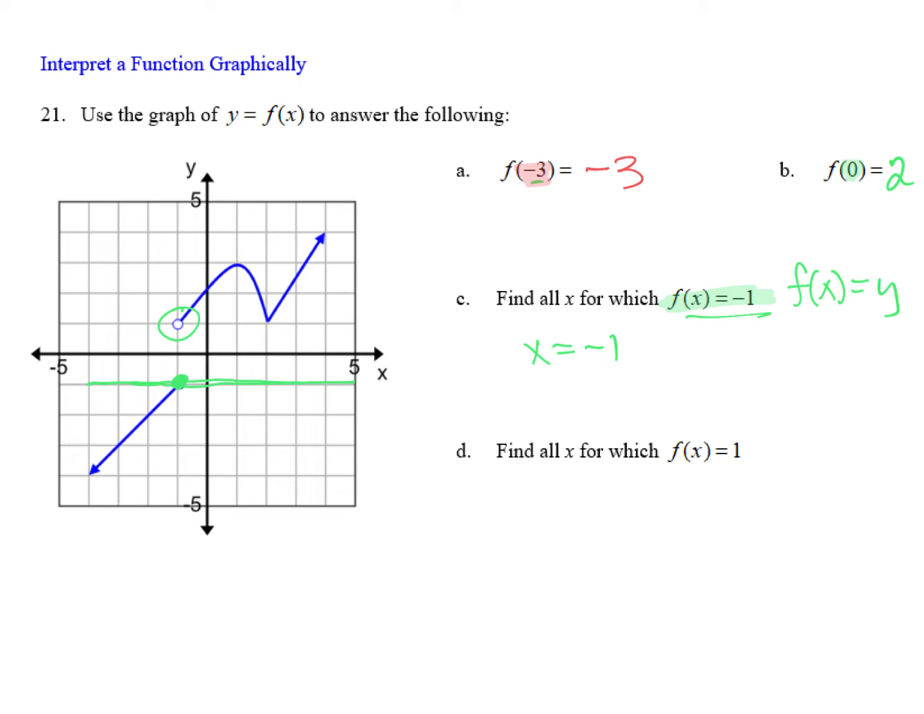Now look at the next one. The next one says f of x equals positive 1. So this is positive 1. Where are my x values for positive 1? Well, if you look closely, again, open circle means not equal to, so the only one I have is up here at positive, what is that, 2. X equals 2.